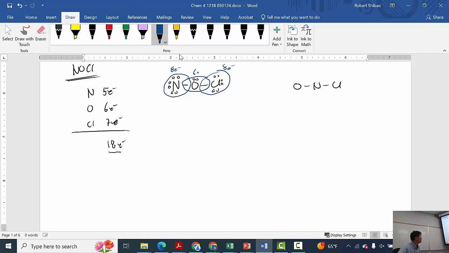So let's write that. But I've run out of electrons. I don't have any more electrons I can put on nitrogen, or not nitrogen, on oxygen. And so we have this option of making a double bond. If I convert one of the lone pairs into a bonding pair, then I can form a double bond and then donate some of the electron density to oxygen.